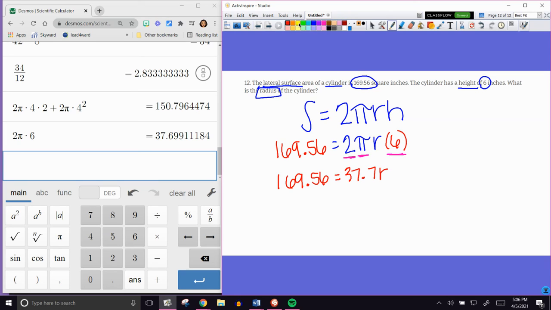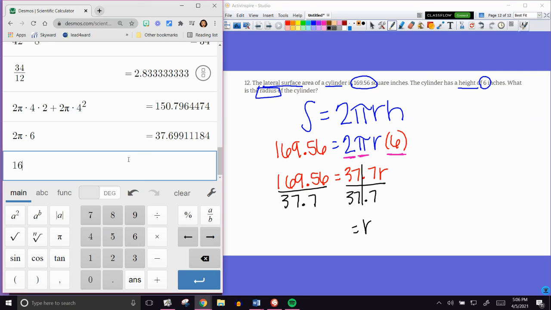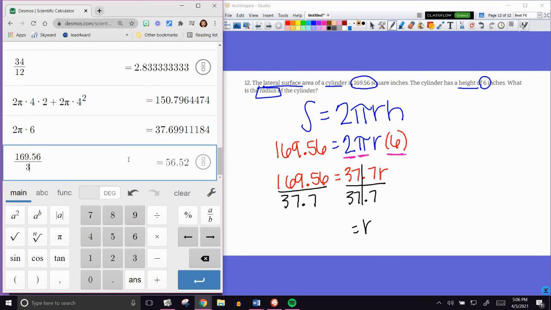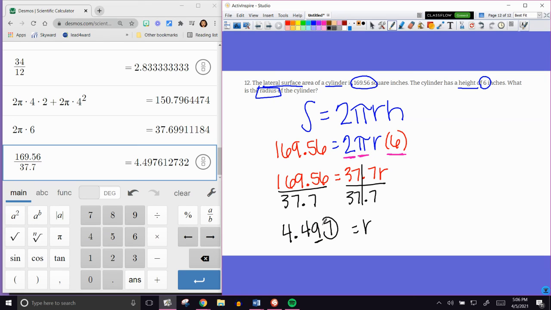Now I'm at a 1 step. And these are multiplying, so I'm going to divide. So my radius is 4.497. That 7 tells me to round up. So my radius is 4.5, and these are all in inches. So 4.5 inches.